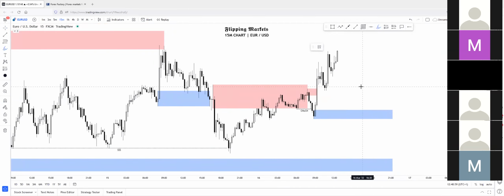At this region, we have two valuable demand zones. The first one is here, and the second one is here because it caused the flip of the flip zone. Flip zone, flip zone, flip the flip zone. So this is a pretty valuable demand zone that has caused the overall flip of the flip zone.